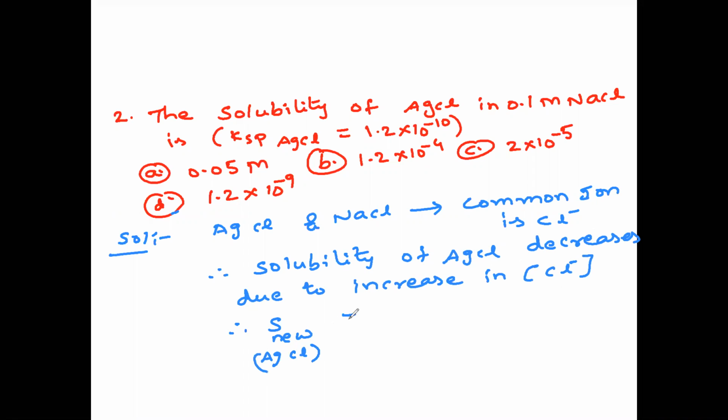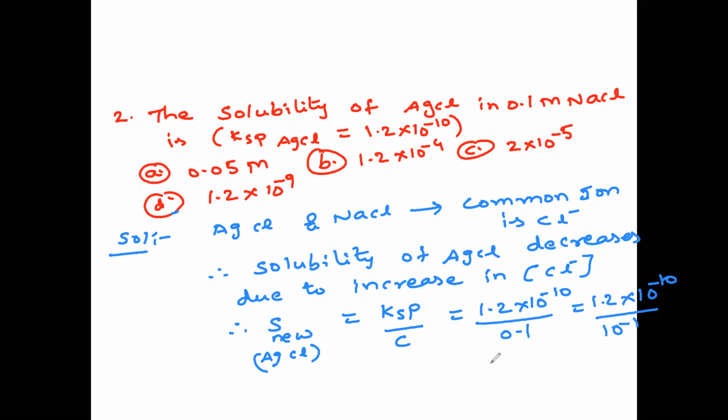So to find the new solubility, that is silver chloride solubility in NaCl, it is equal to Ksp by C. Ksp is given already, 1.2 × 10^-10, divided by C, that is 0.1, which is equal to 1.2 × 10^-10 divided by 10^-1, which is equal to 1.2 × 10^-9. So the answer is 1.2 × 10^-9. That is the fourth option.